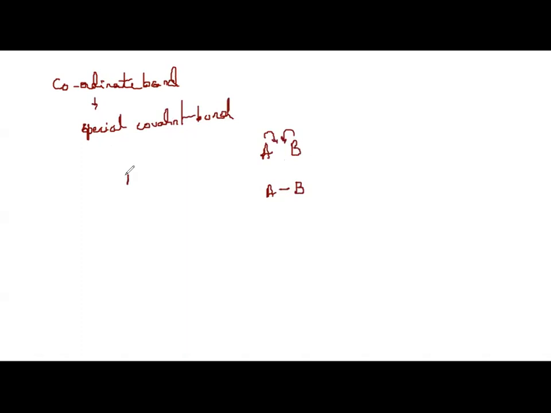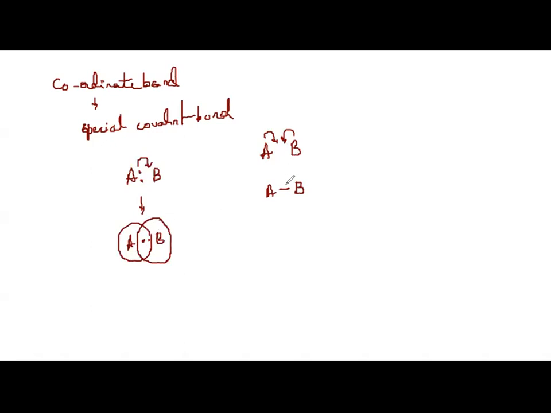But in a coordinate bond, what happens? One will be electron rich, another one will be electron poor. So this has 2 electrons, this has no electron. So A will contribute both of its electrons, such that these 2 electrons are shared by A as well as by B. Unlike covalent, therefore I said it is a special covalent bond.